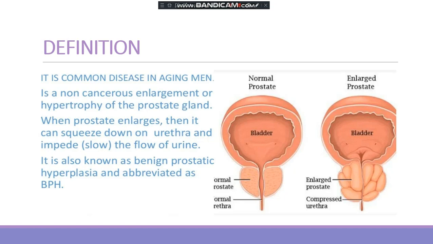Then it explains what happens after this enlargement. When the prostate enlarges, it can squeeze down on the urethra and slow or impede the flow of urine. So the basic definition is this part: non-cancerous enlargement or hypertrophy of the prostate gland.